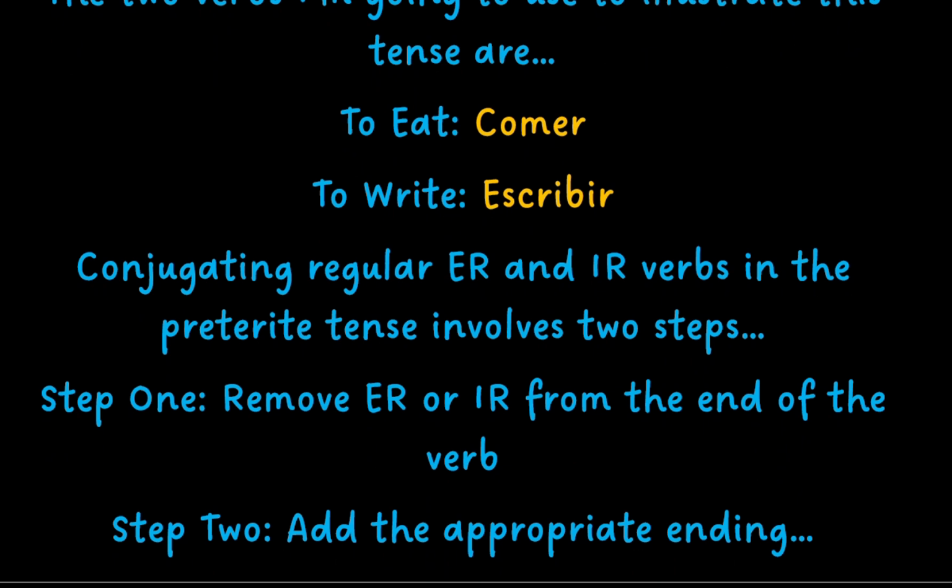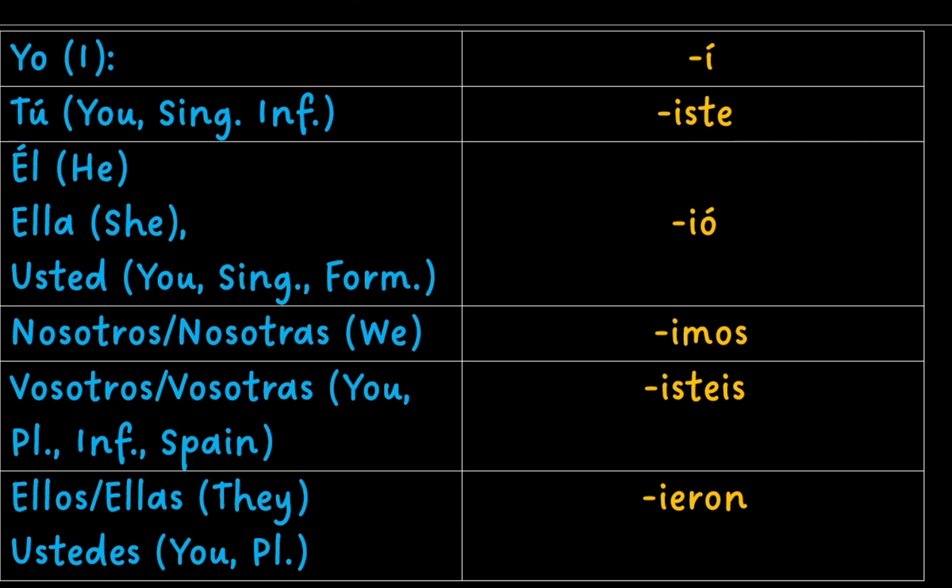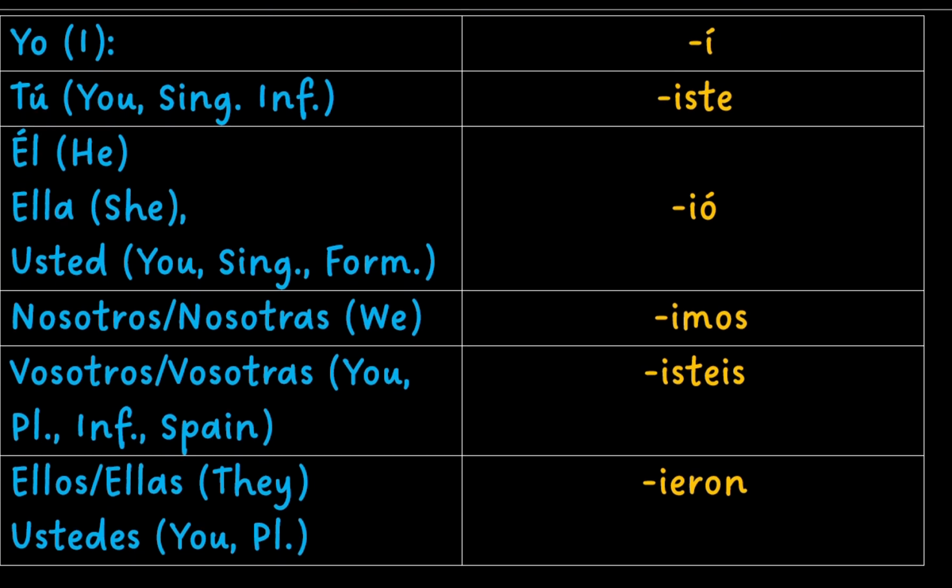Conjugating regular ER and IR verbs in the preterite tense involves two steps. First, we remove ER or IR from the end of the verb, and second, we add the appropriate ending, as shown in the chart below. The sentences that follow will offer specific examples for how this is done.